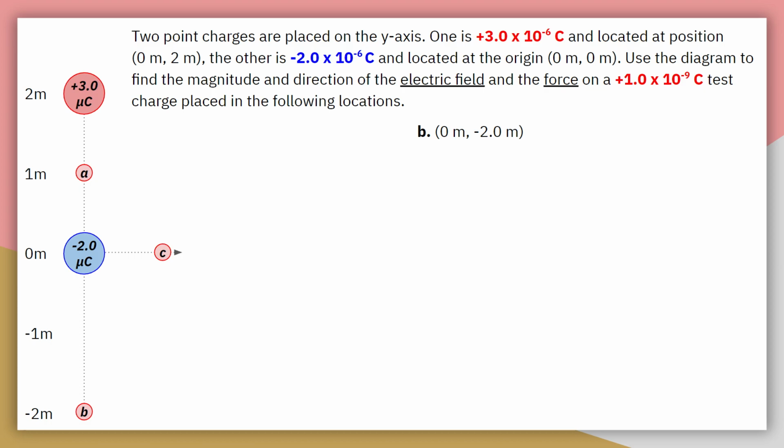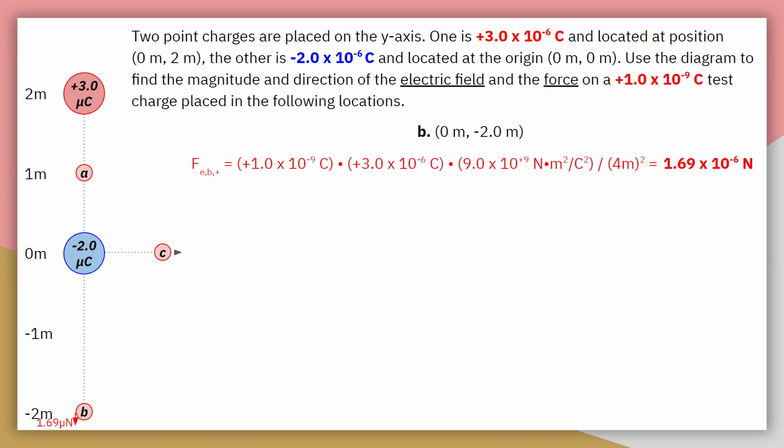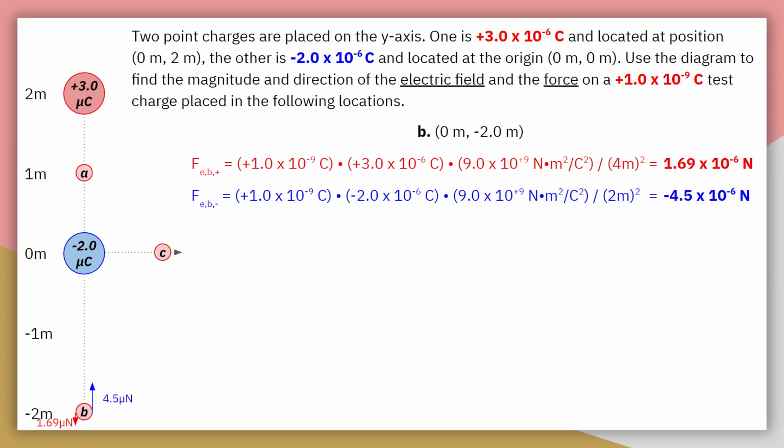Location B is 2 meters below the negative point charge, which makes it 4 meters away from the positive point charge. We calculate using Coulomb's law the same, but now instead of having that 27 times 10 to the negative 6 newtons of force, it's only 1.69 times 10 to the negative 6 newtons of force. It's still a repulsion, which is why that force vector is still pointing down. Our electric force on a test charge at location B by the negative point charge, calculated using Coulomb's law, is negative 4.5 times 10 to the negative 6 newtons.